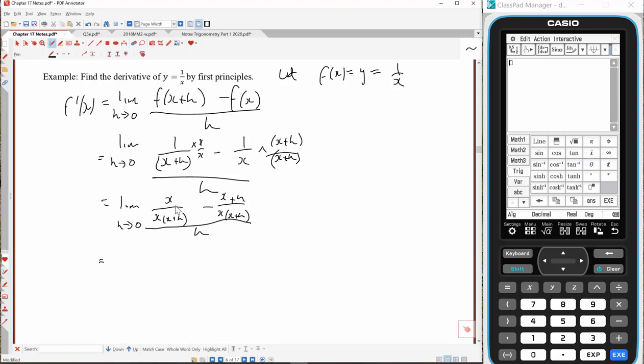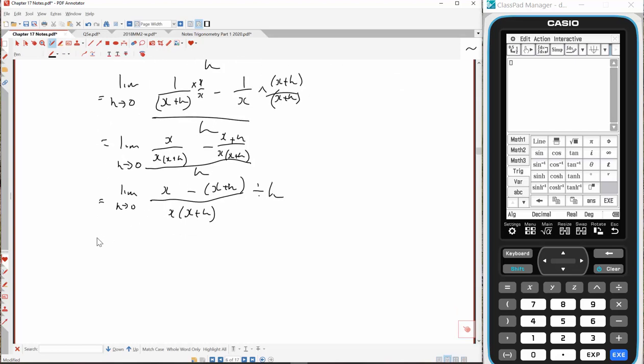So this is going to be the limit as h approaches 0 of x take away x plus h over x plus h. Now, what would happen here is it's being divided by h. The limit as h approaches 0. Now, this is going to be x take x, which will cancel out, and we would also be subtracting h. So we're left with subtract h on the numerator.